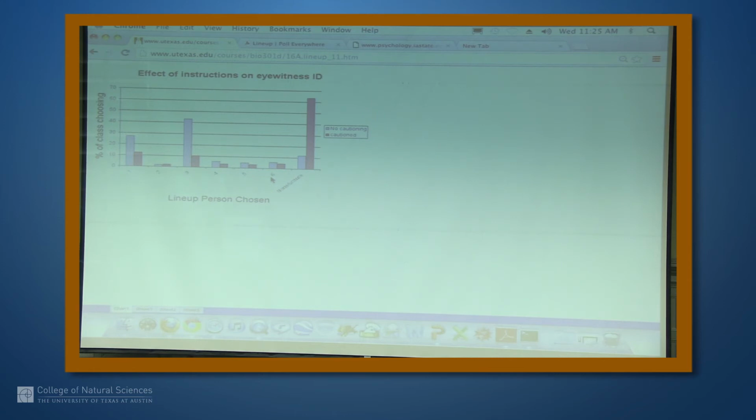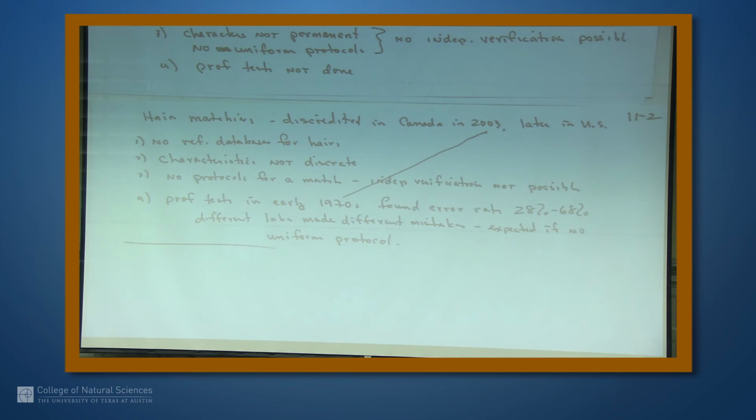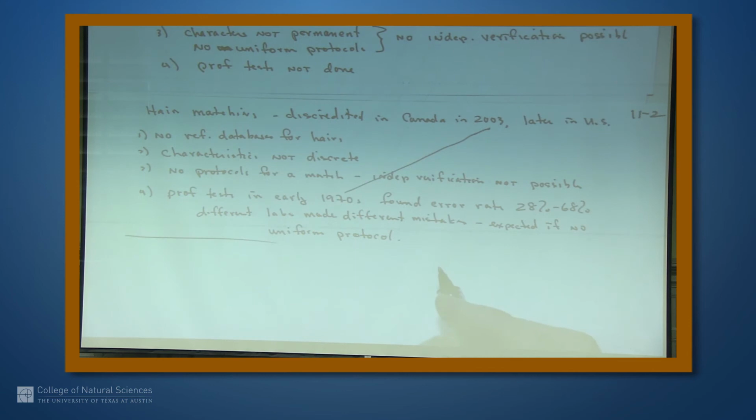And of course, we shouldn't be surprised that we misidentify people anyway. But that's the point of this exercise. It's not necessarily the fallibility of eyewitness identification. It's about how critical the assumptions are in leading us to the right or the wrong conclusion.